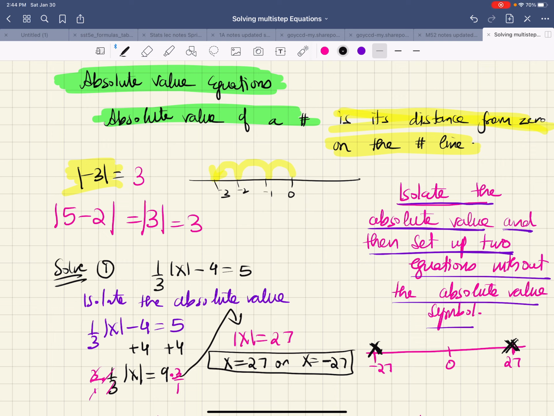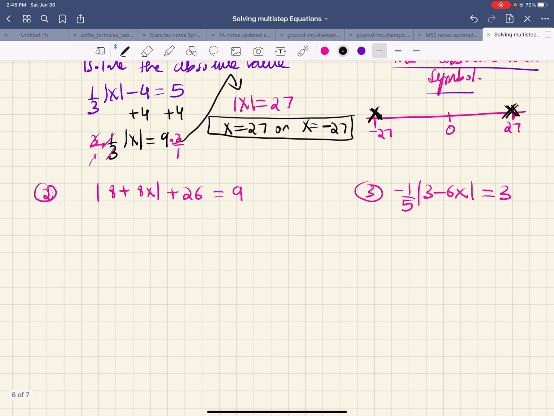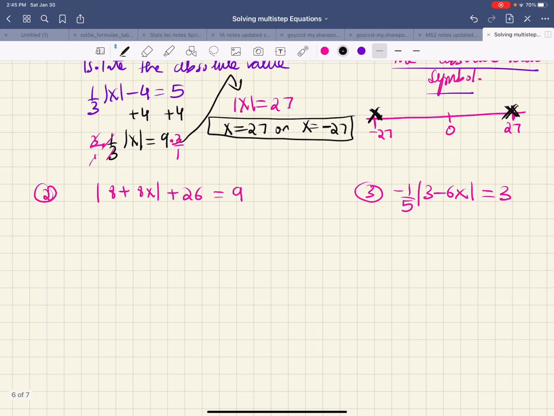Most absolute value equations will have two answers with the or in the middle. That means x can equal 27 or x can equal negative 27 here. Absolute value equations will always have two solutions. Okay, let's check out our next one. Next, problem number 2.